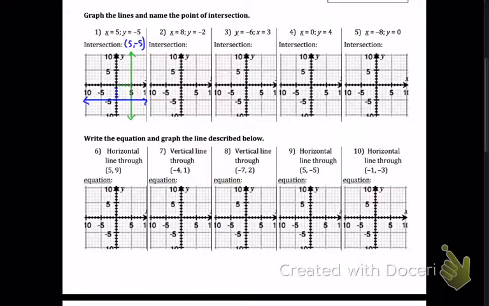I did that one example for you. See if you can do 2 through 5. Is x equals 8 a horizontal line or a vertical line? Is y equals negative 2 horizontal or vertical? Where do they intersect? See if you can figure it out. The video better be paused while you do this. Seriously.